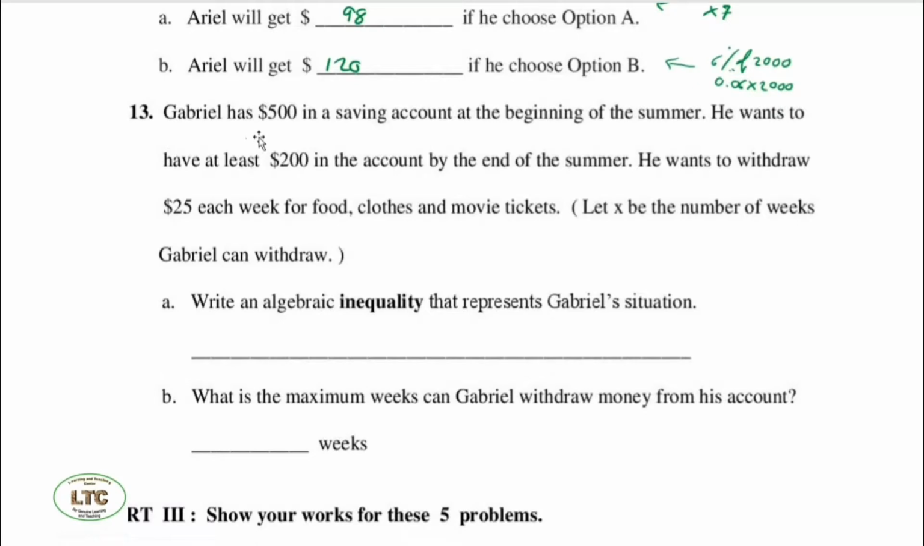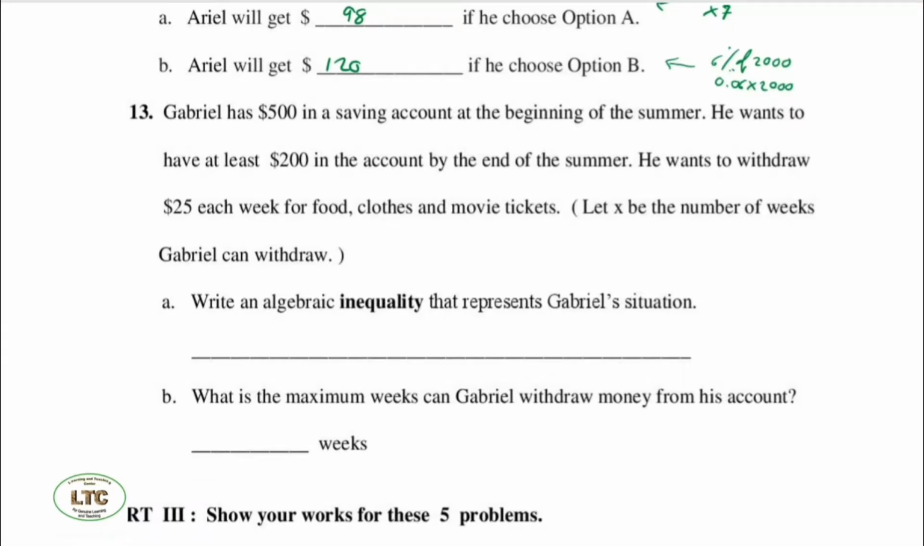Capri has $500 in his savings account at the beginning of the summer. He wants to have at least $200 in the account by the end of the summer. He wants to withdraw $25 each week for food, clothes, and movie tickets. Let x be the number of weeks Capri can withdraw. Write an algebraic inequality that represents Capri's situation.